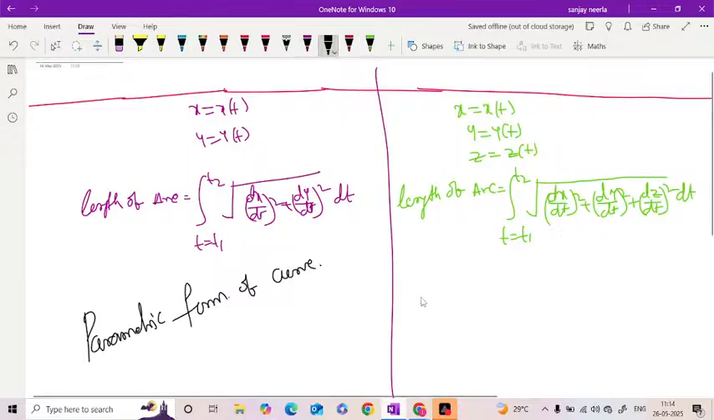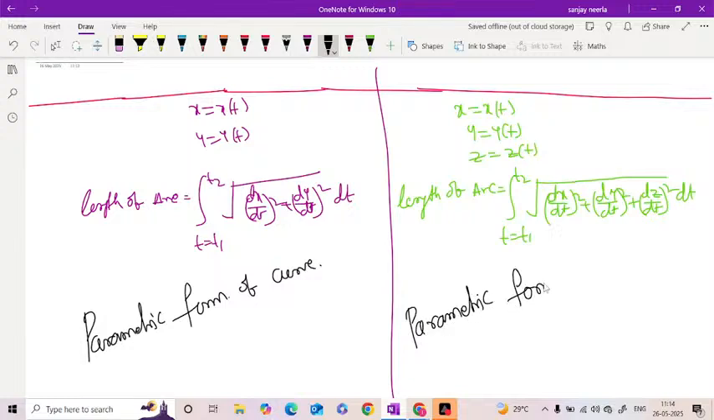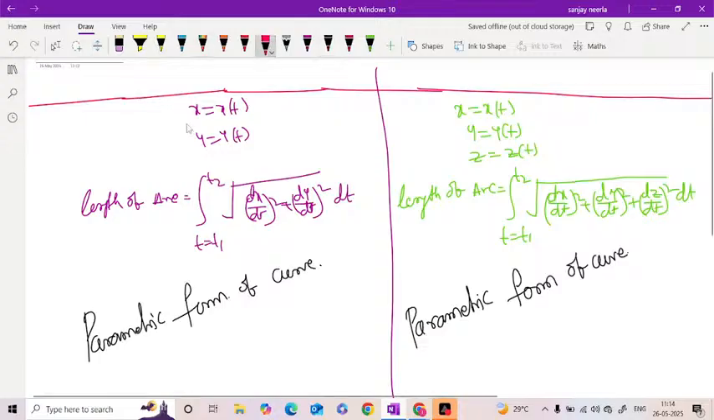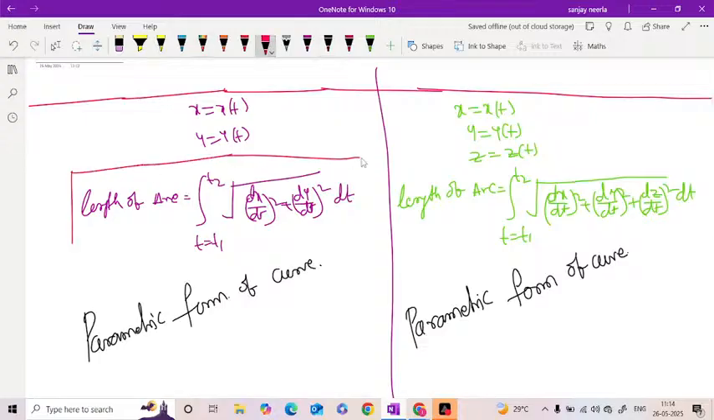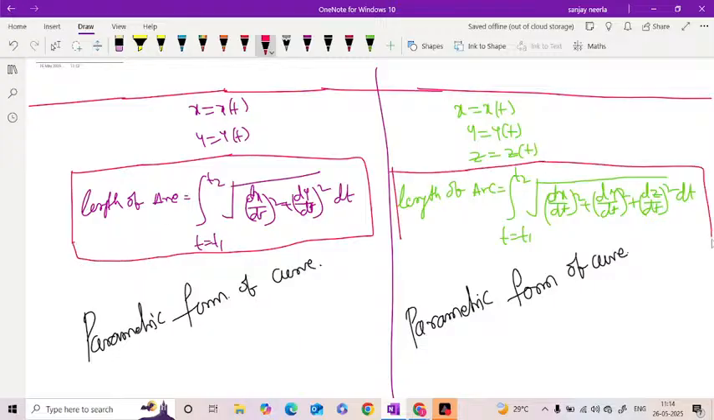Here x is equal to x of t, y is equal to y of t and z is equal to z of t. It is the parametric form of the curve. So now we will solve the problem on line integral with respect to the arc length. Now this one gives the arc length in 2D, and this is in 3D. Similarly we can extend to 4D and 5D and nD.